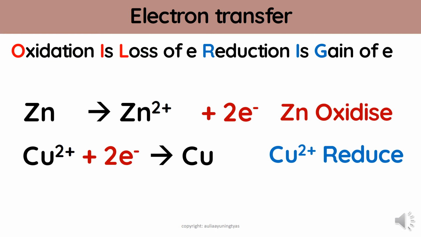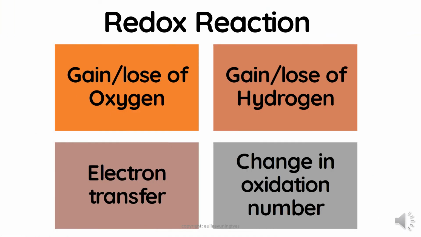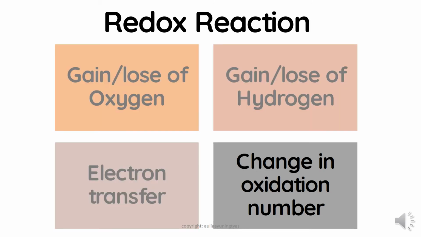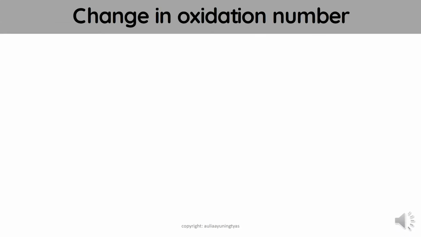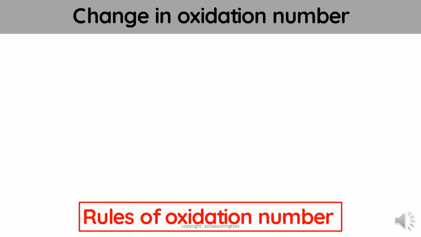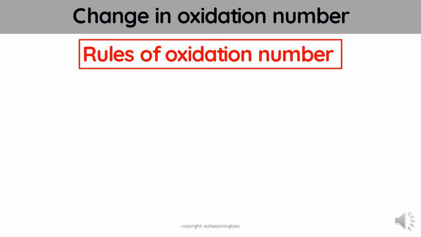The last one, we can extend the definition of redox reaction in covalent compounds. We do this by using change in oxidation numbers. How to deduce the oxidation number of an atom or element? Here are some rules to deduce oxidation number of an atom easily.